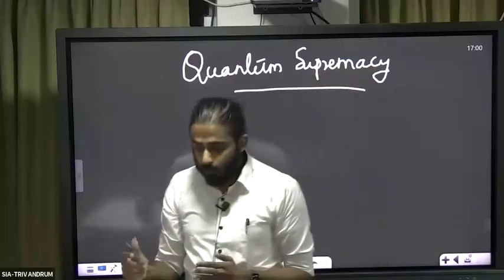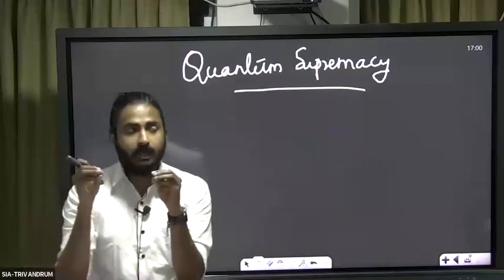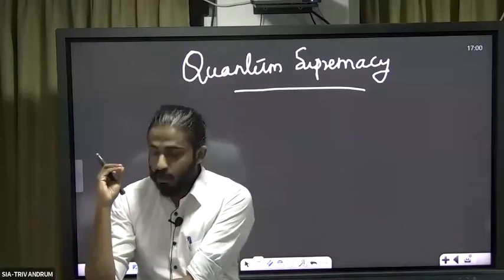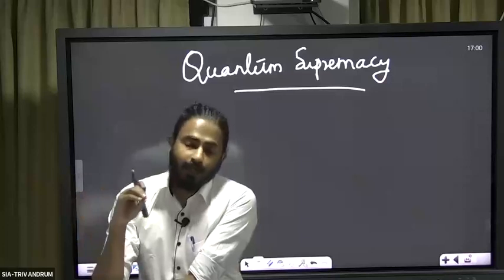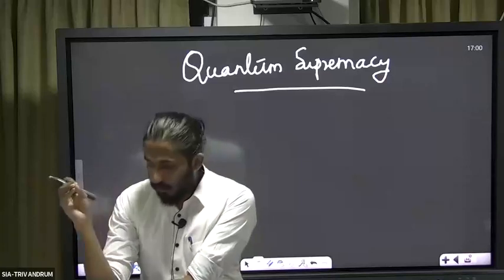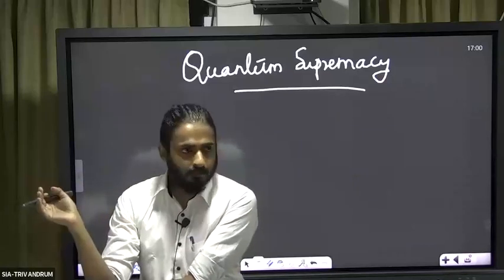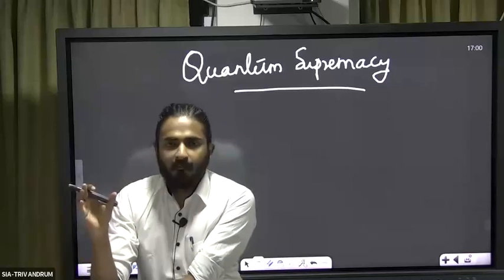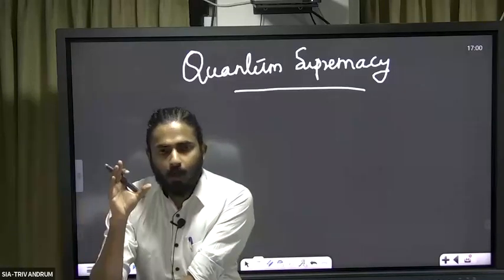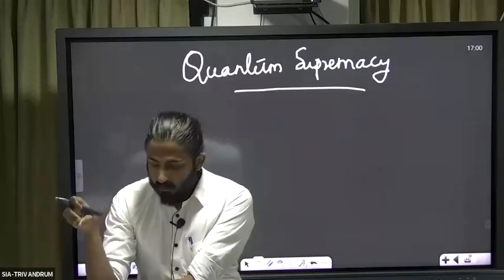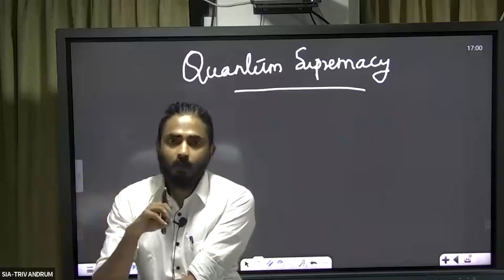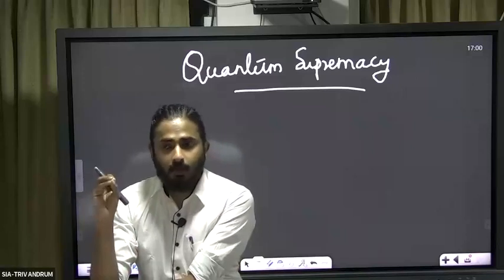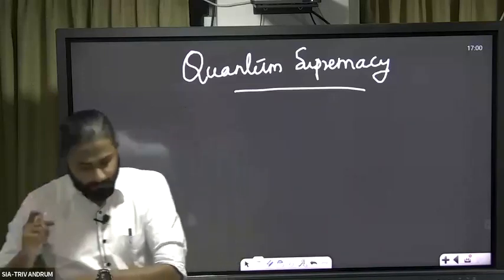So what is quantum supremacy? Quantum supremacy is a quantum computer solving a problem that cannot be solved by a classical computer in a normal lifetime, right? In a normal lifetime, a classical computer will not be able to solve the problem. This will be solved by quantum computers in a fraction of seconds or in a short span of time. This is called quantum supremacy.